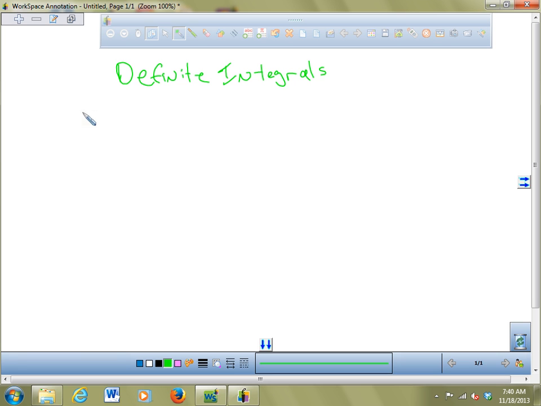Differential calculus is all about how things change and rates of change. Integral calculus is all about finding areas underneath curves and summing things up, adding them all up.